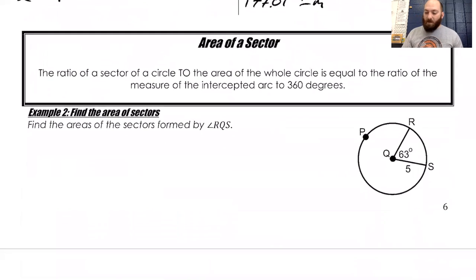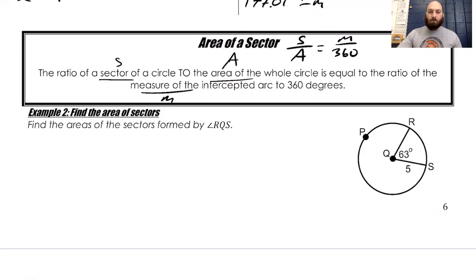Area of a sector is going to do the same thing. The ratio of a sector of a circle, so a sector to the area of the whole circle, is equal to the ratio of the measure to 360, okay? So if I call the sector S, S over area is going to be M over 360, all right? Measure is going to be M, area of the sector, area of the circle. So that's what I'm going to do to set this up.